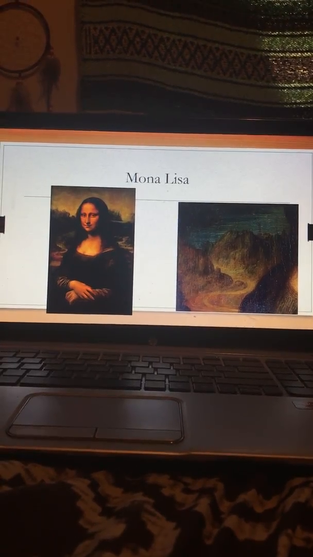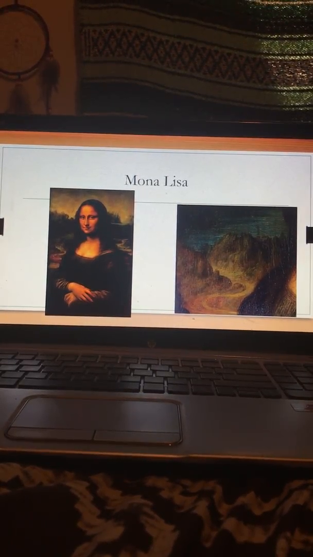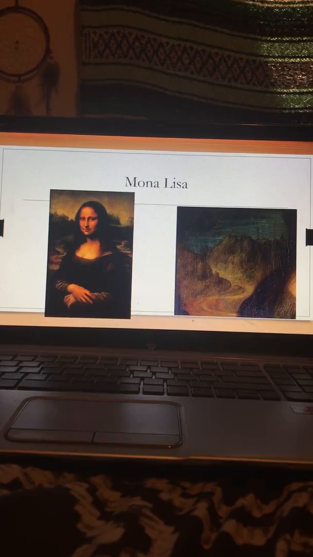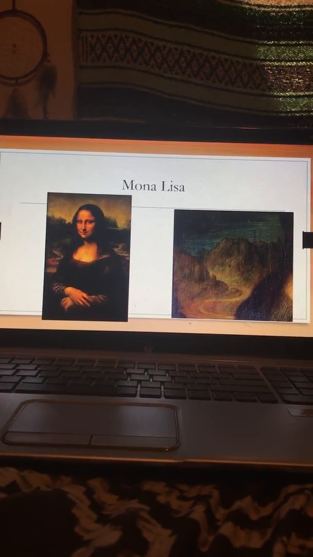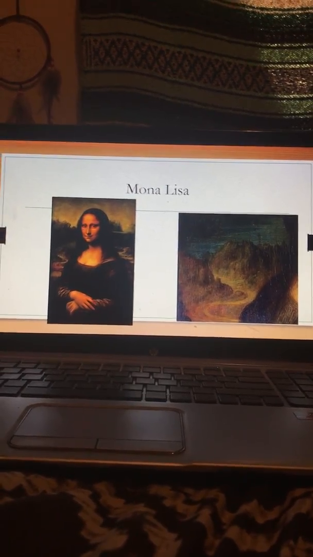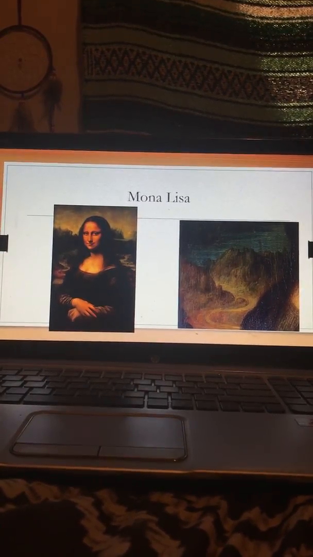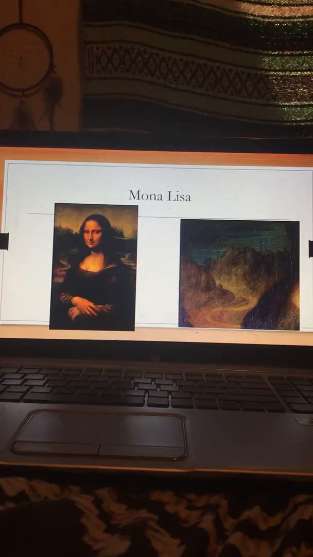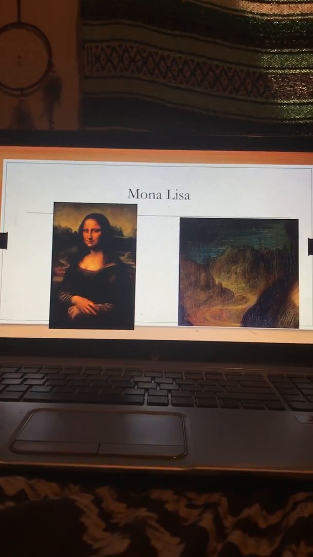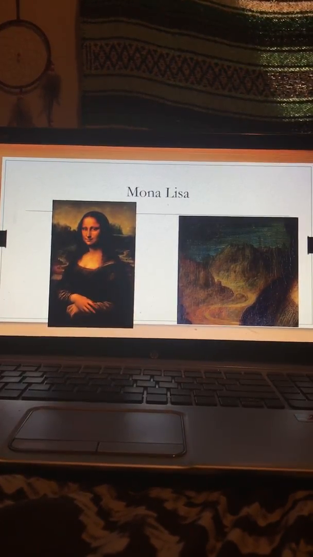This is the Mona Lisa. The Mona Lisa is one of the most well-known works in the world. This was created by Da Vinci sometime between 1503 and 1519. It was originally sketched while he was living in Florence and converted to an oil painting on a wooden panel later on. This is currently in Paris, hanging in the Musée du Louvre.